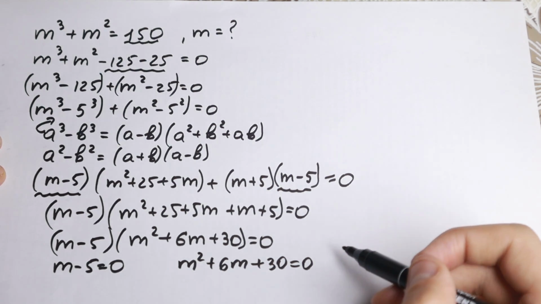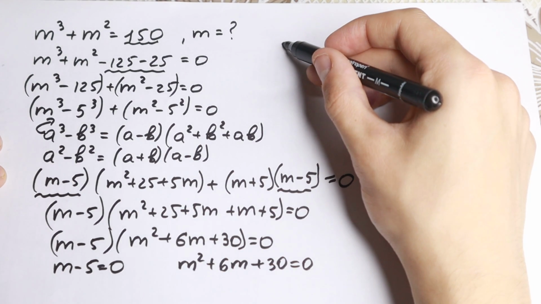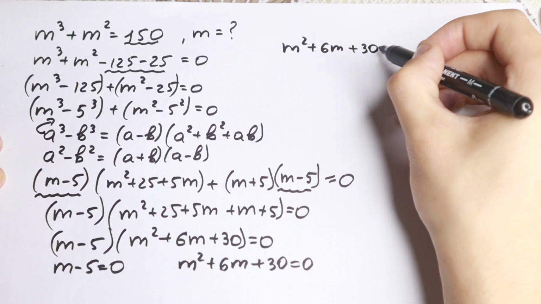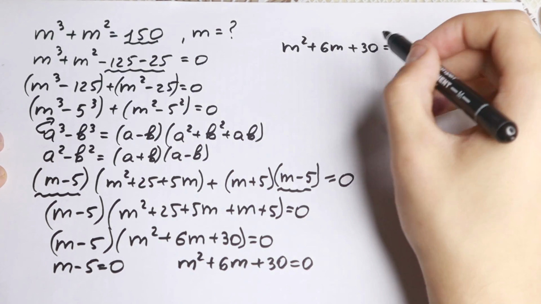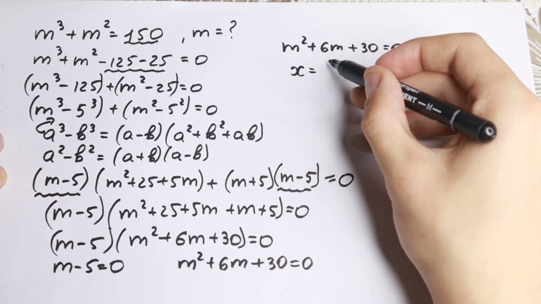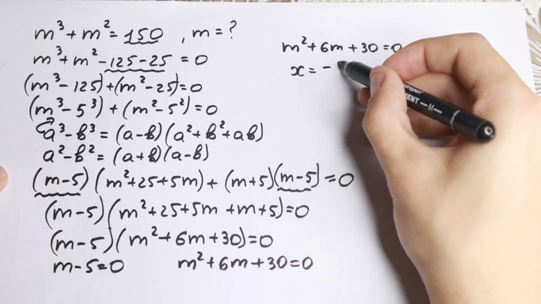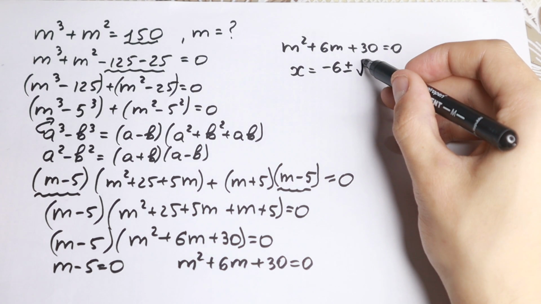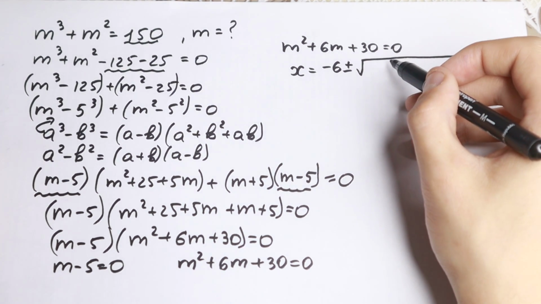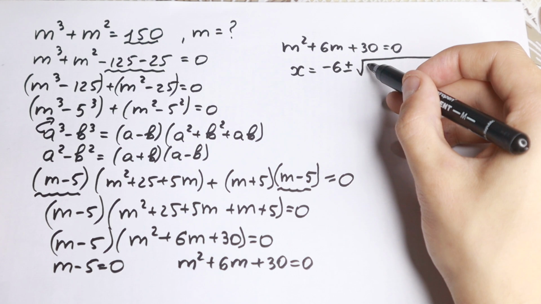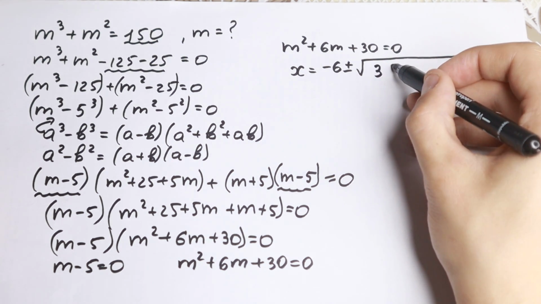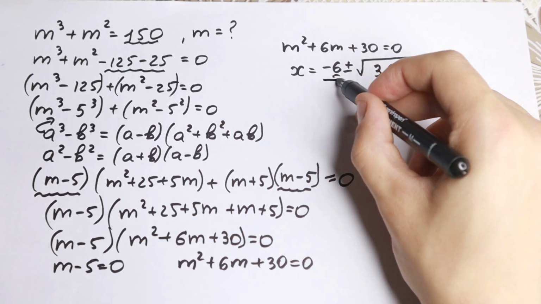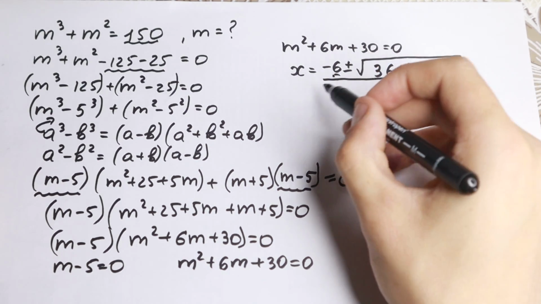This is a classic quadratic equation, so I write this equation right here real quick. m squared plus 6m plus 30 equal to 0. Okay, our x will be equal to minus b plus minus the square root of b squared minus 4ac, which is equal to minus 6 plus minus the square root of 36 minus 4 times 1 times 30, all over 2a, which is equal to 2.